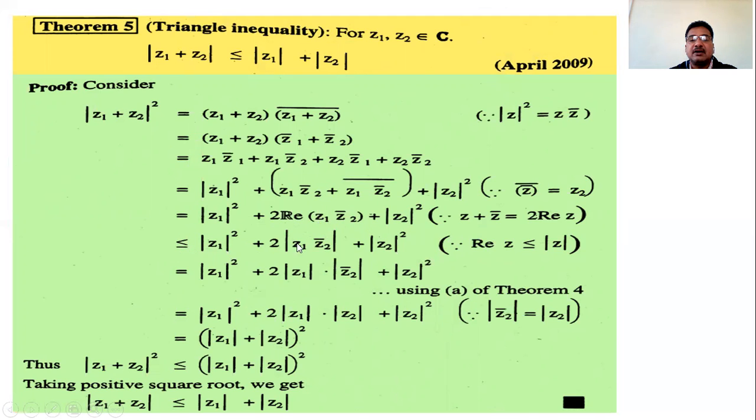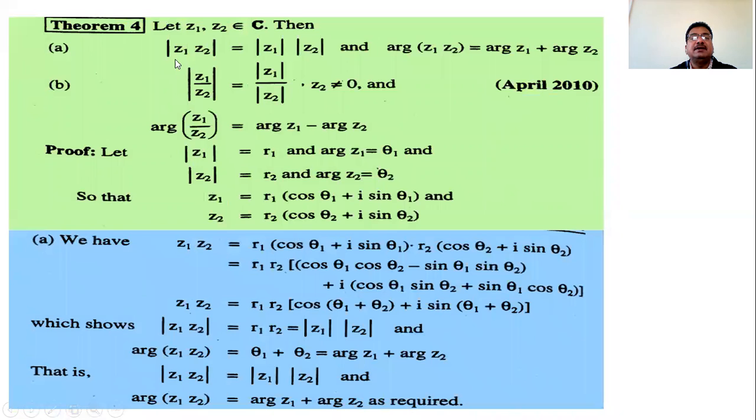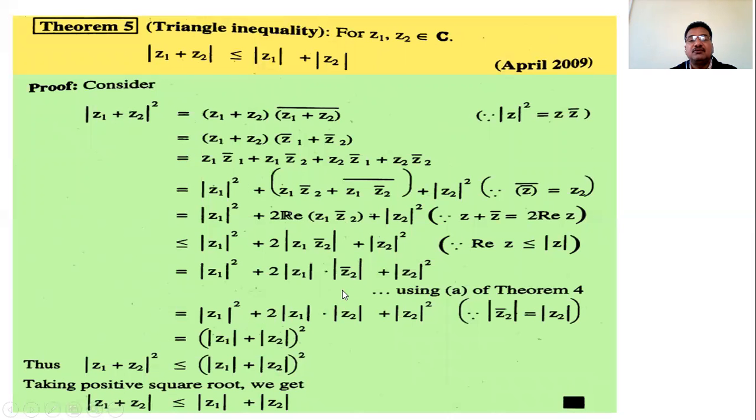Is less than or equal to mod of this, mod of z. Okay, then mod z1 square, 2 times separate the mod, because mod a into b is mod a into mod b, is equal to mod z1 z2 square. Then use theorem 4, that is mod z1 into z2 is mod z1 into mod z2. So by using that part, this is separate the modulus.